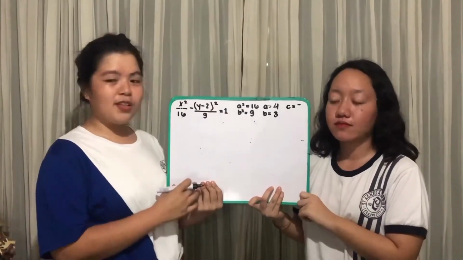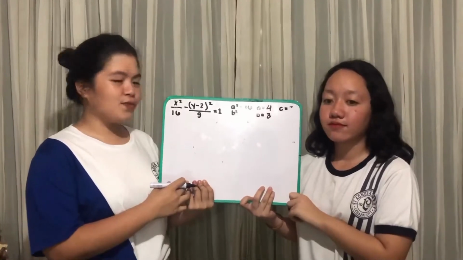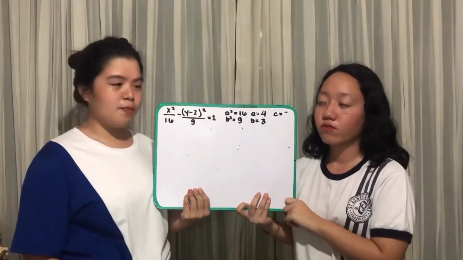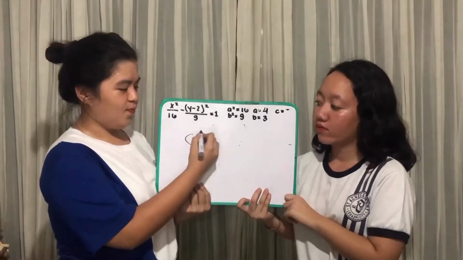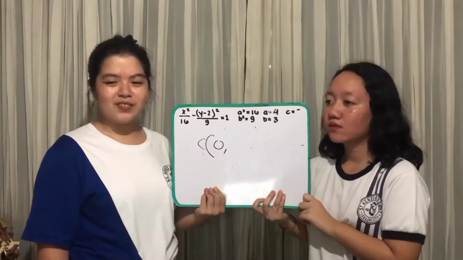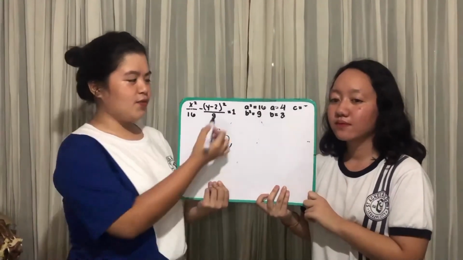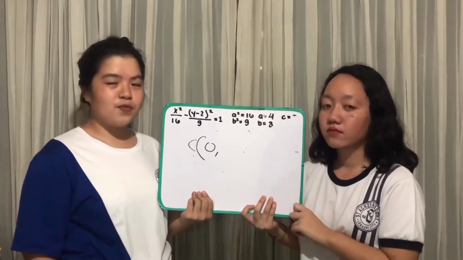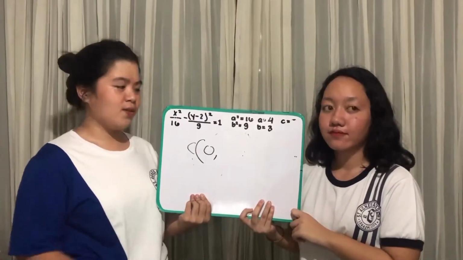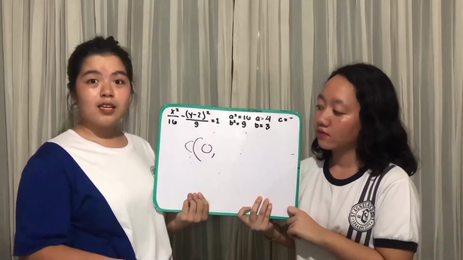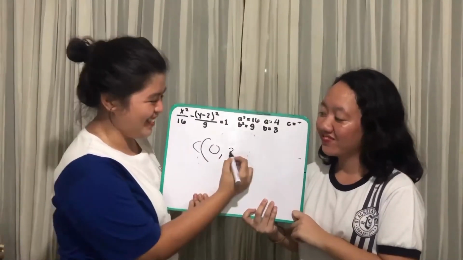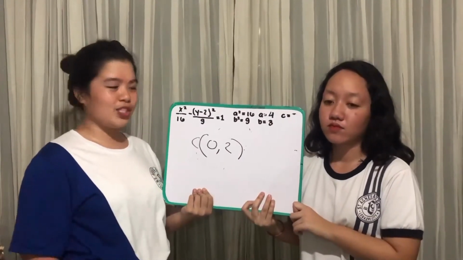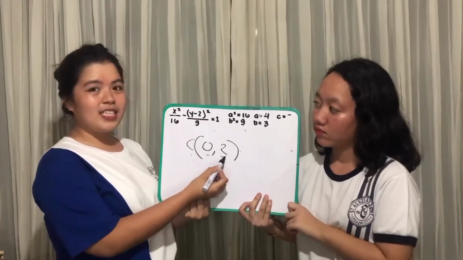In order to get the center, we will first get the x value from here. Since there is no value of h, it will be 0. And we can get the y value from here, which is negative 2. But we must change this from its opposite sign. And it will be positive 2. Now, we get the center, which is 0 and 2.